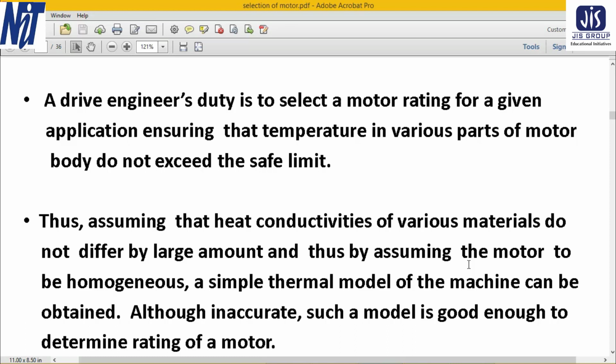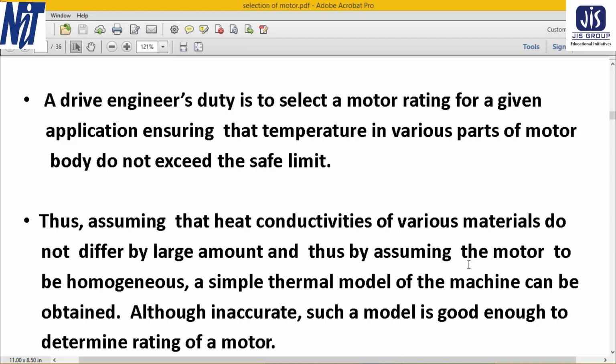Okay, so for this thermal model development, we will assume that the machine is not made of heterogeneous material. Instead, we will assume that it is made of homogeneous material, so that a simple thermal model of that particular machine can be obtained. If we consider heterogeneous material, a standard thermal model is not possible.